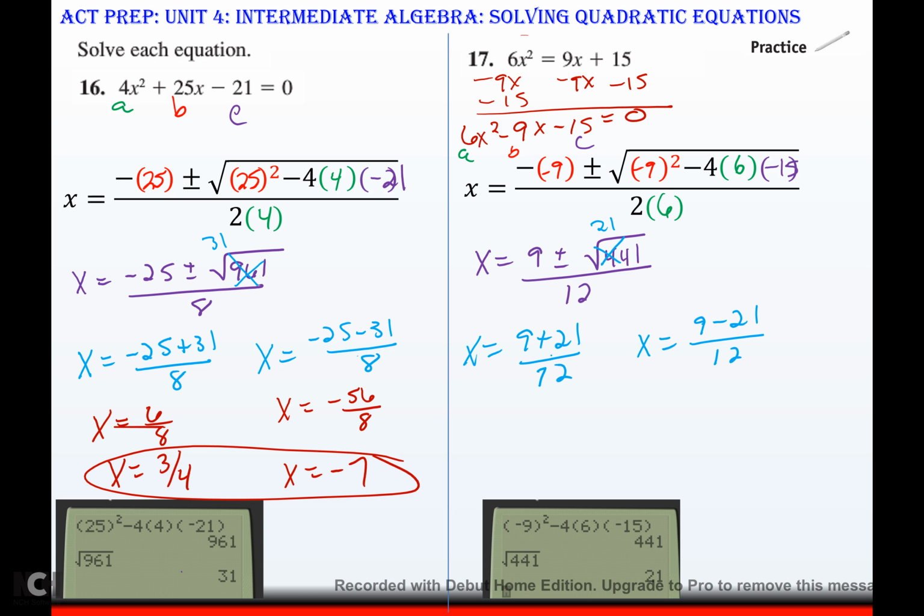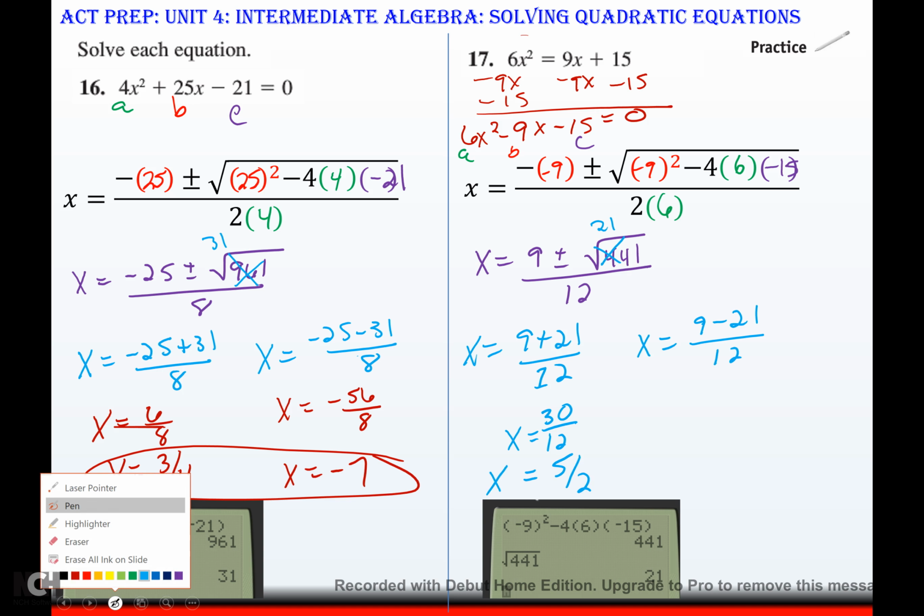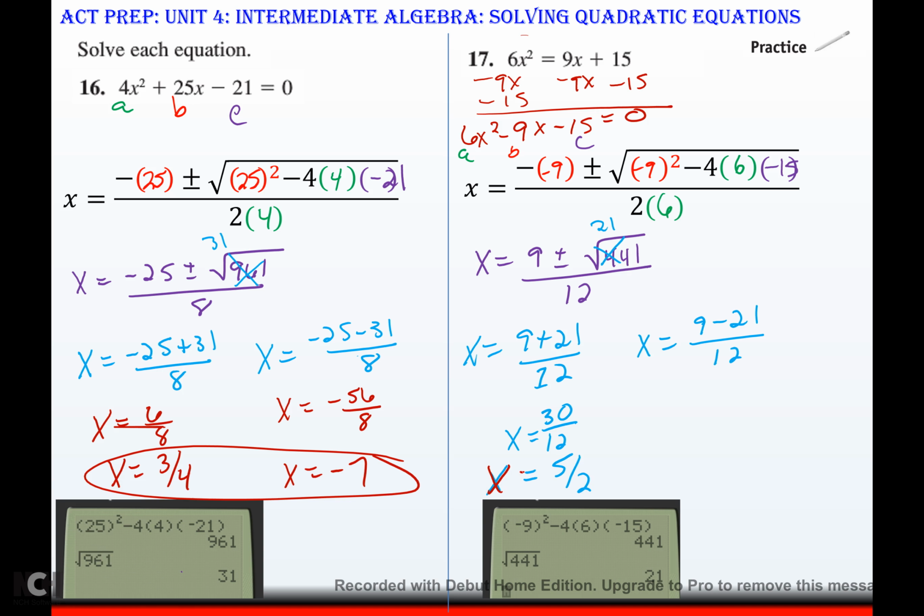Well, 9 plus 21 over 12 would be 30 over 12, which reduces down to 5/2. If I divide both by 6, sorry, I didn't change colors, did I? So you got x equals 5/2. This one, 9 minus 21, is going to be negative 12 divided by 12, which is negative 1. And there's my two solutions.